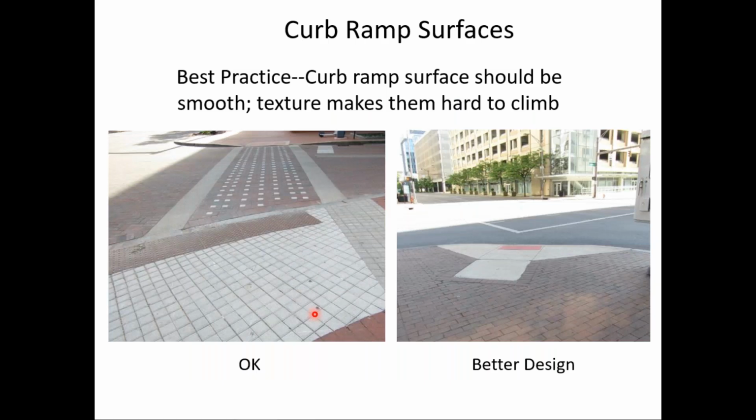Curb ramp surfaces. The best practice is to make curb ramp surfaces smooth. Texture makes them hard to climb. The ramp here on the left, this complies with PROWAG. PROWAG doesn't really say anything about the surface of ramps, but the best practice would be to do what you see here on the right. Notice the ramp and the landing have a smooth surface, so it's easier to go up the ramp, easier to turn on the landing, and so the better design would be shown on the right, although I want to emphasize both of those comply with PROWAG.